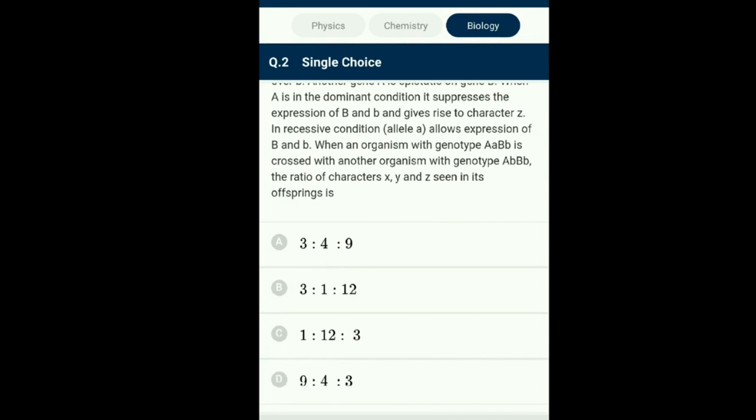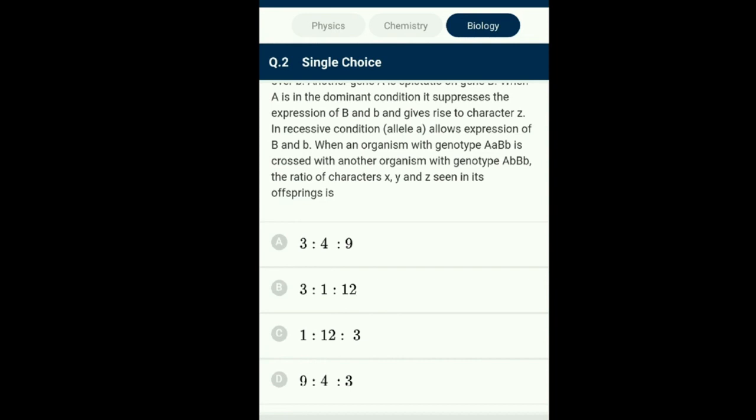Thus, the character small x will be expressed in small a, capital B, that is 1 in number, and small a, capital B, small b, that is 2 in number, that is 3 out of 16 possibilities. Thus, the character small y will be expressed in small a, small b, that is 1. That is 1 out of 16 possibilities.